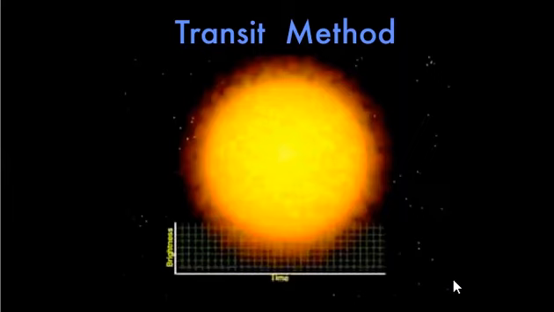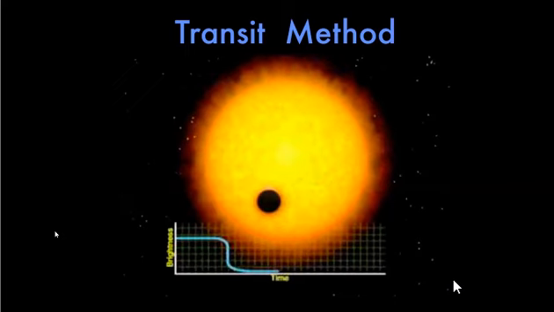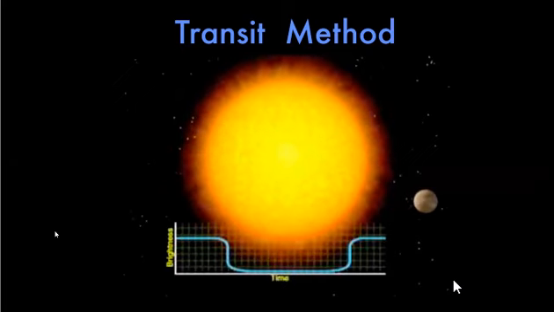So in the radial velocity method, we were measuring the wobbling of the star. In the transit method, what astronomers do is they constantly monitor the brightnesses of stars. So this is just an animation to show what is happening. In the transit method, astronomers continuously monitor the brightnesses of stars.